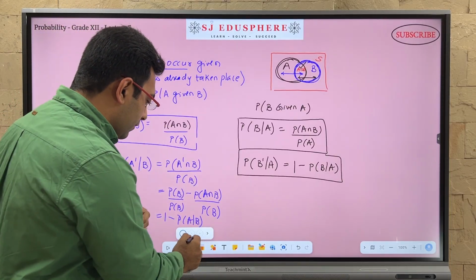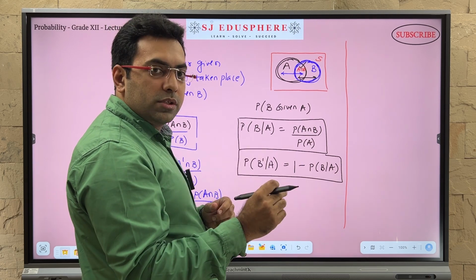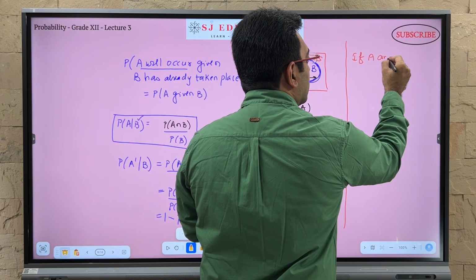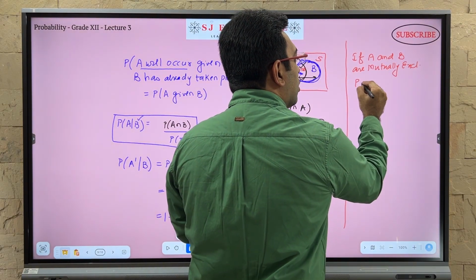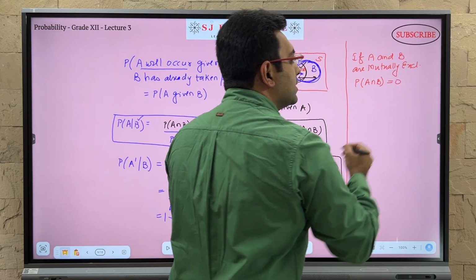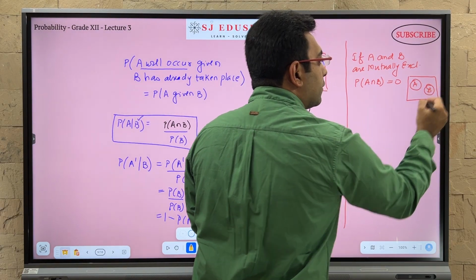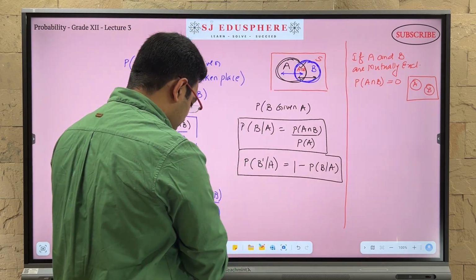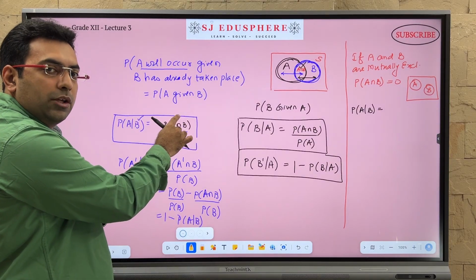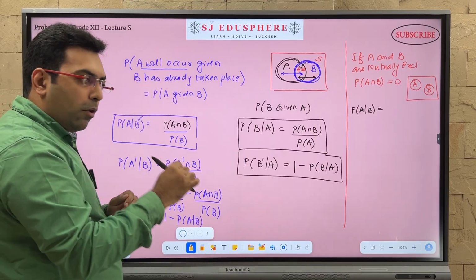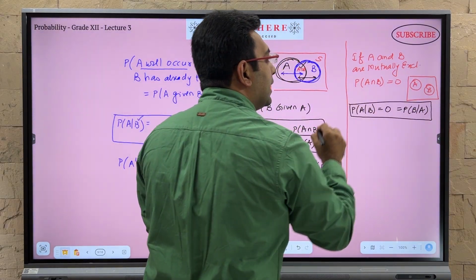Now, if you understand, we have also done a concept where we said if A and B are mutually exclusive, that means probability A intersection B is 0. In that case, your diagram is how? You have your circle for A, you have your circle for B. There is nothing common. So if A intersection B is 0, so when we ask you probability of A given B, will it be A and B, 0 upon probability of B? 0 upon anything is 0. And similarly, probability B given A will also be 0 when it is mutually exclusive.